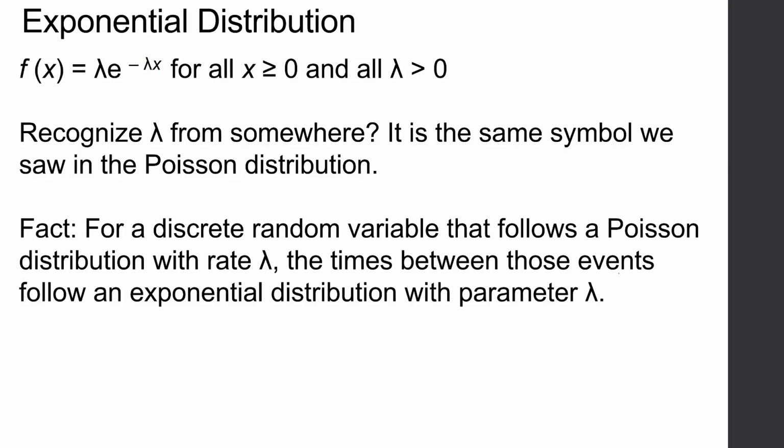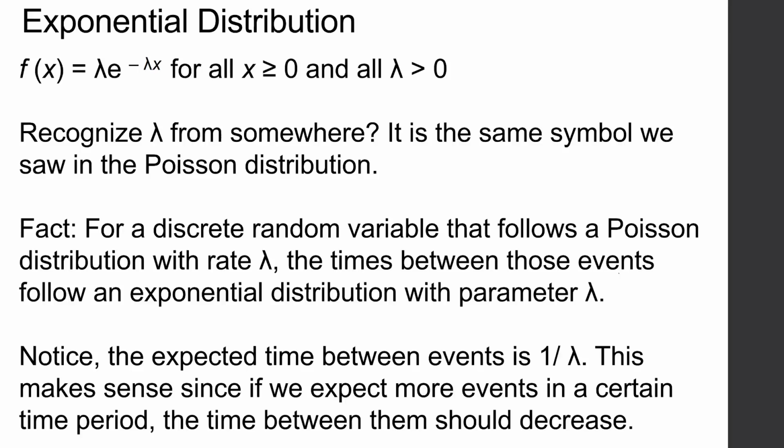distribution with parameter lambda. So if you've got a call center and you're looking at the number of calls that come in during a time interval, that's a Poisson distribution. That's discrete. You're counting the number of calls. But if you're interested in the time between those calls, then that's a continuous distribution, and that's the exponential distribution. So notice the expected time between events is 1 over lambda.